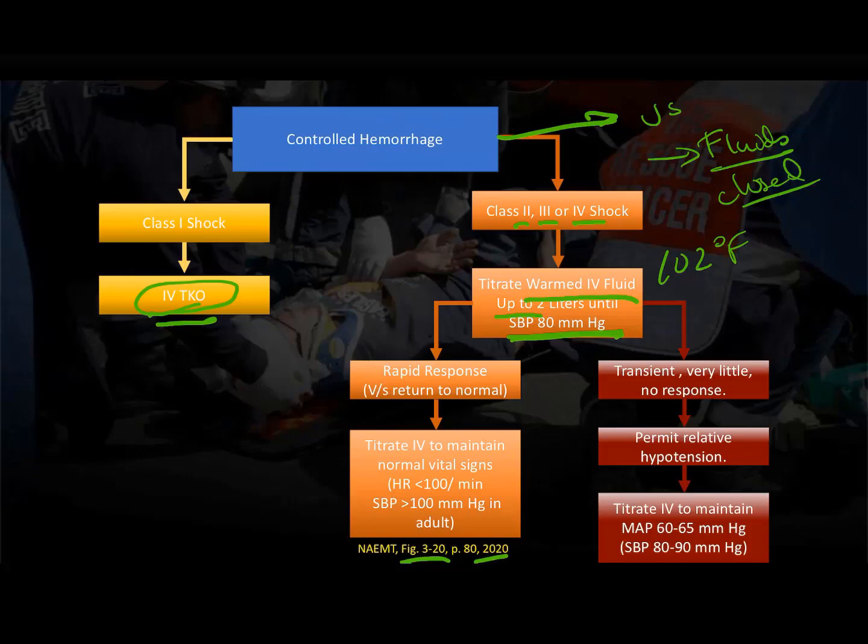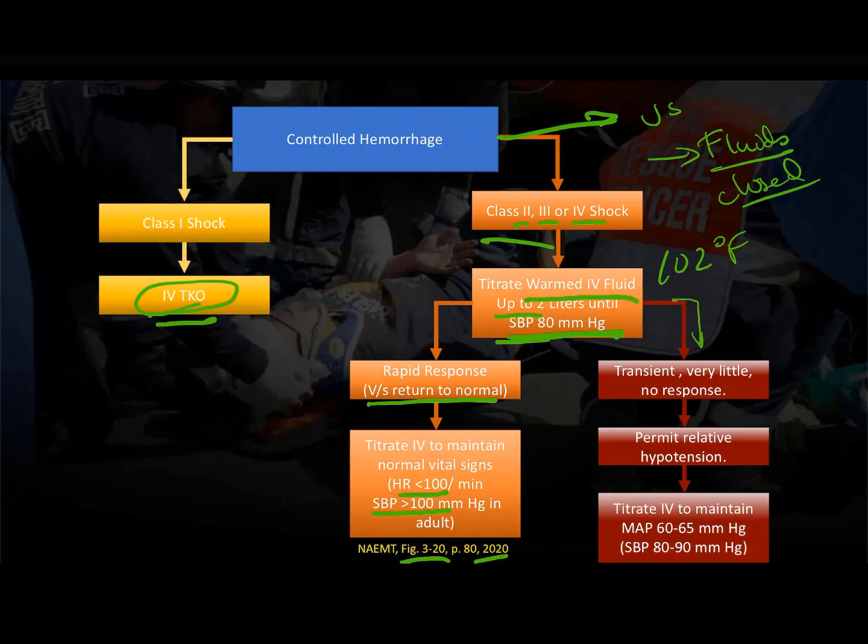If we've done that fluid challenge, essentially is what we're trying to do, once we've done the fluid challenge, if the patient has a rapid response, meaning their vital signs went back to normal, then we know at that point that their internal hemorrhaging is very unlikely to continue. They may just have, again, an external hemorrhage, but lost so much volume that it put them into one of these classes of shock. In that case, we want to maintain our fluids until the patient's heart rate is below 100, meaning cardiac output is compensated, and the systolic blood pressure is greater than 100 millimeters of mercury in the adult.